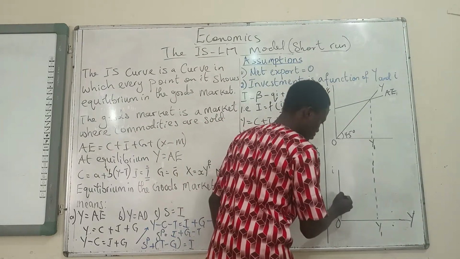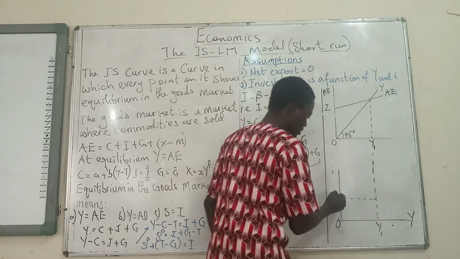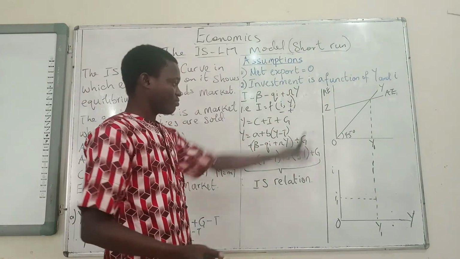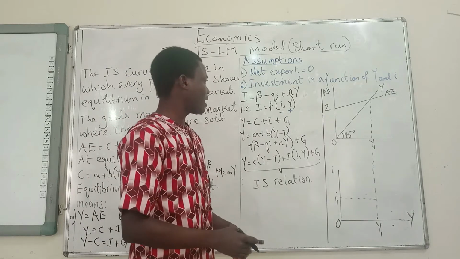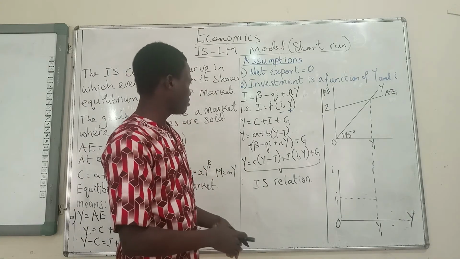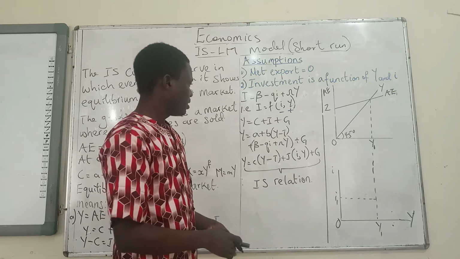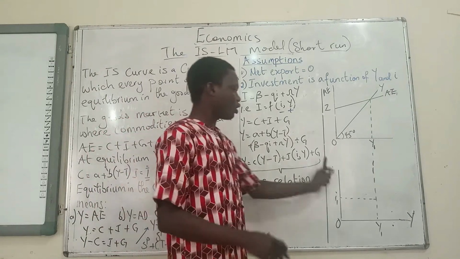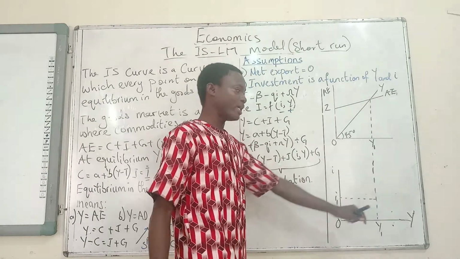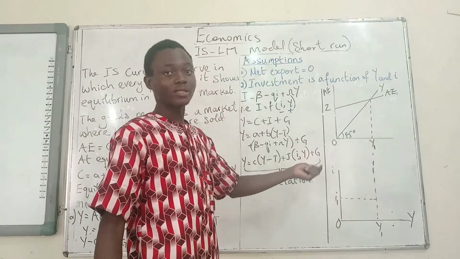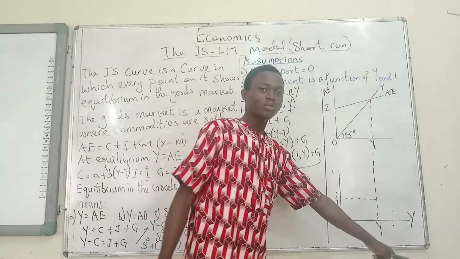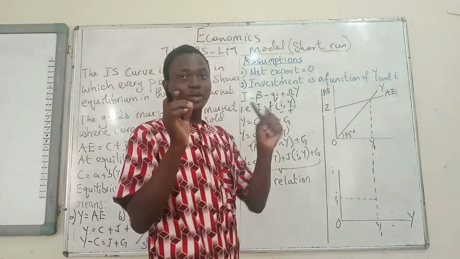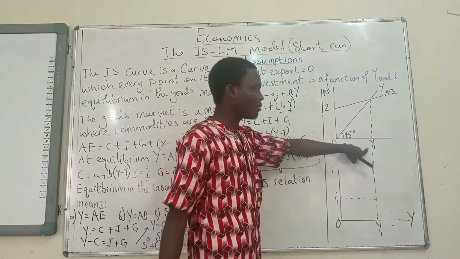Let's call it I1. It's happening at a particular interest rate. Of course, for us to draw the IS curve, interest rate is plotted on the vertical axis, and national output is plotted on the horizontal axis. So there is already an interest rate that is yielding this amount of output.